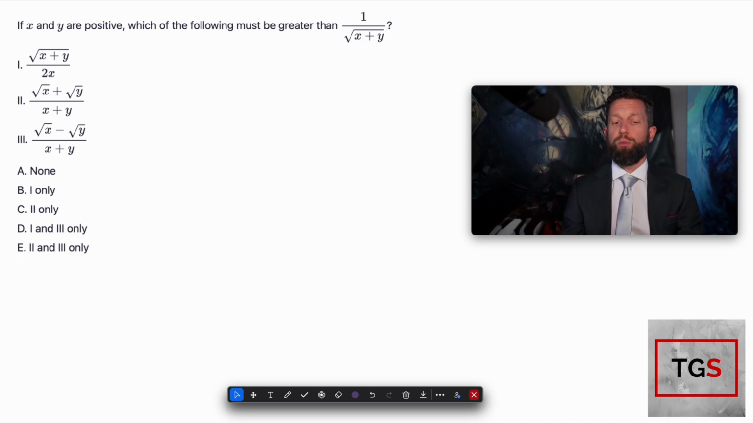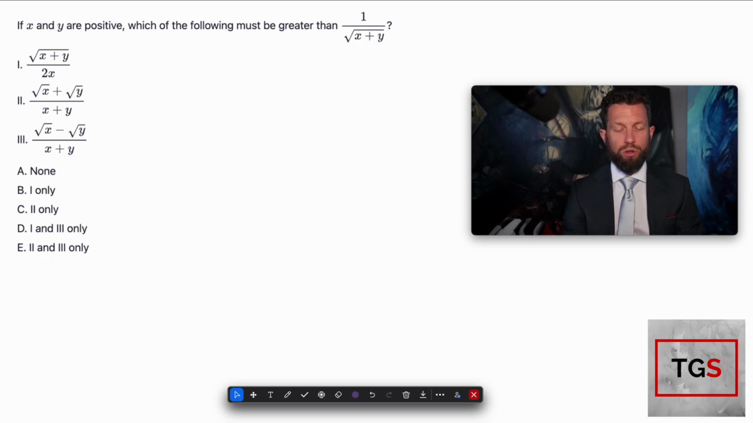And then we get 3 Roman numerals that we're supposed to compare with here. Okay, so we're saying which of the following must be greater than what I just read. Roman numeral 1 is numerator square root of sum of x and y divided by denominator 2 times x. Okay, so square root of x plus y over 2x. Roman numeral 2 is the square root of x individually added to the square root of y individually. That's the numerator of a fraction. The denominator of that fraction is x plus y. Roman numeral 3 is the square root of x on its own minus the square root of y on its own. That's the numerator of the fraction, is root x minus root y. The denominator of the fraction is x plus y.